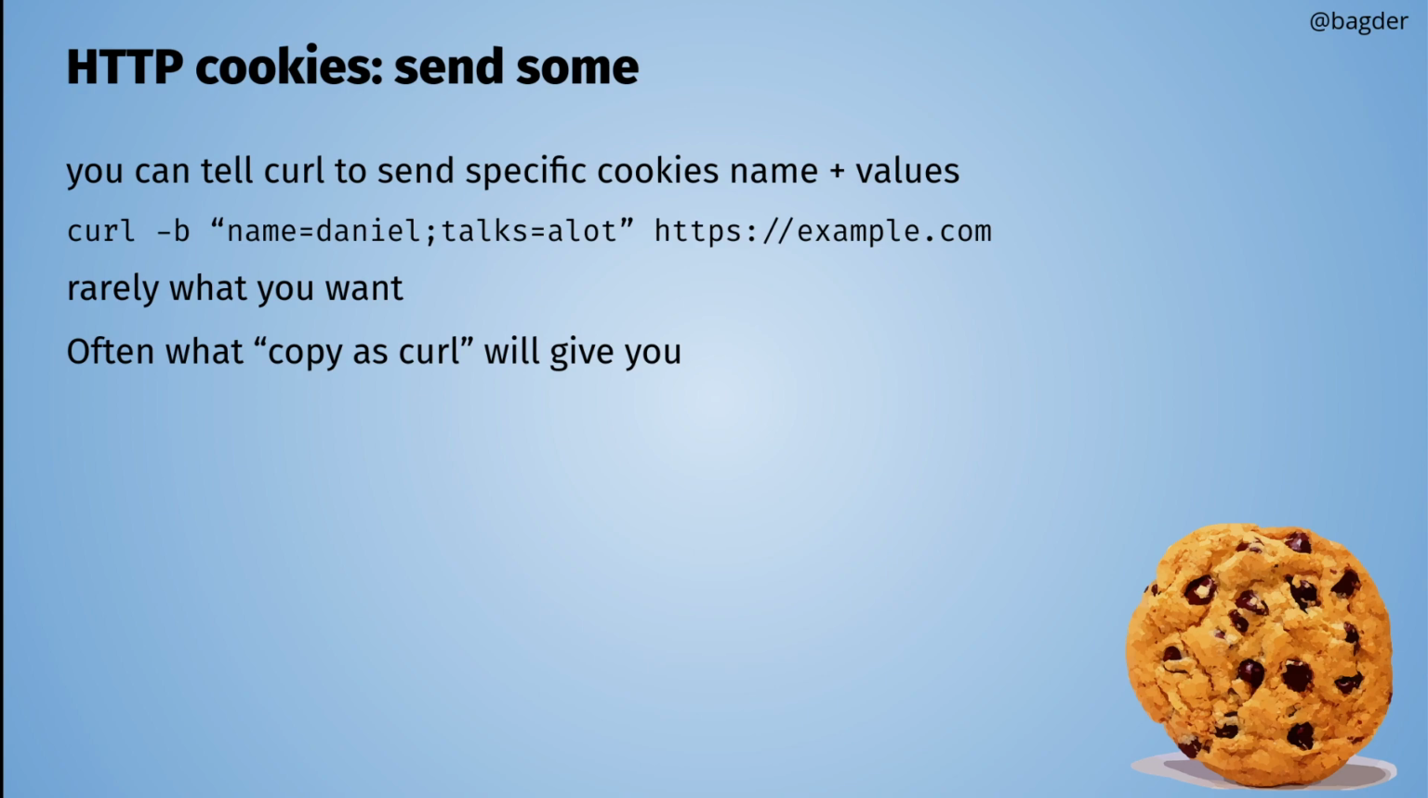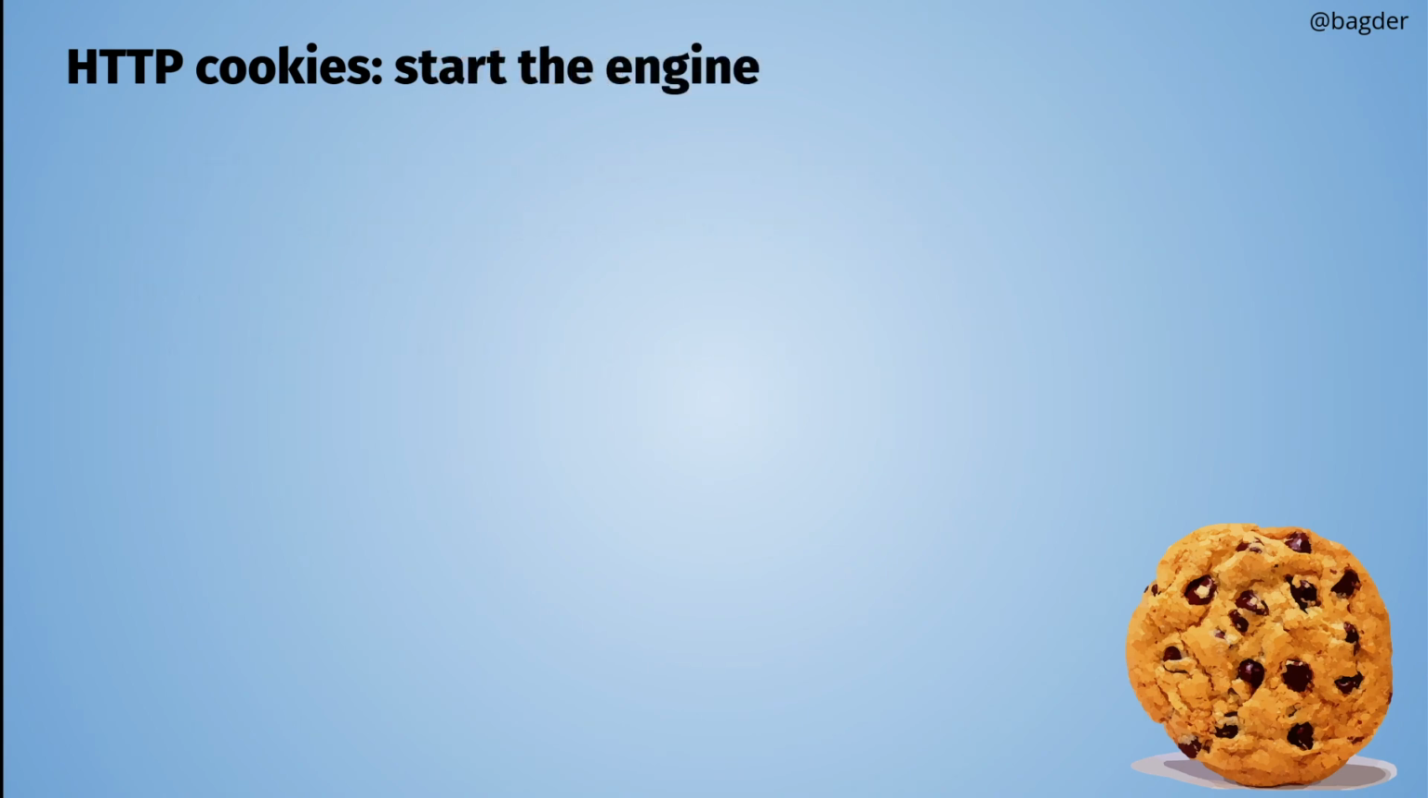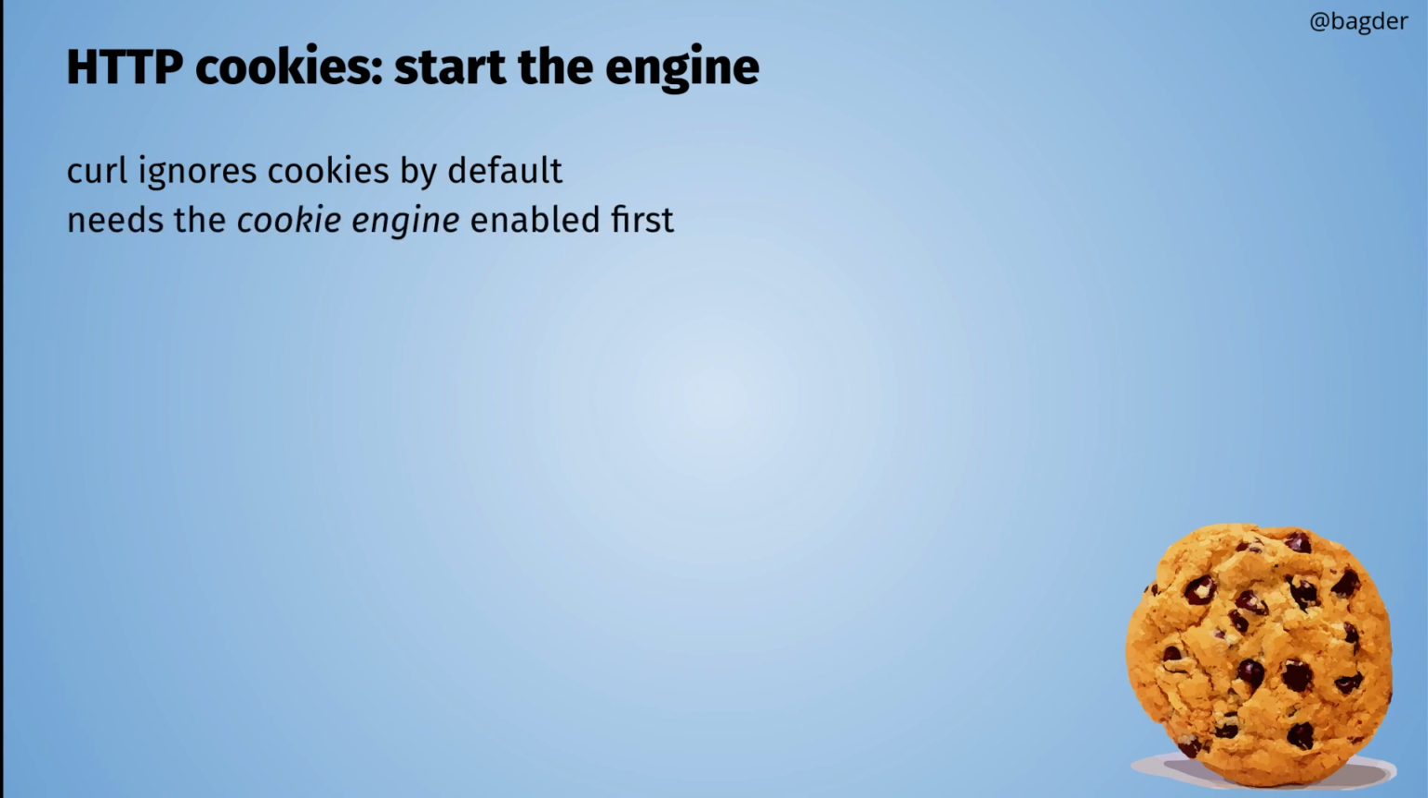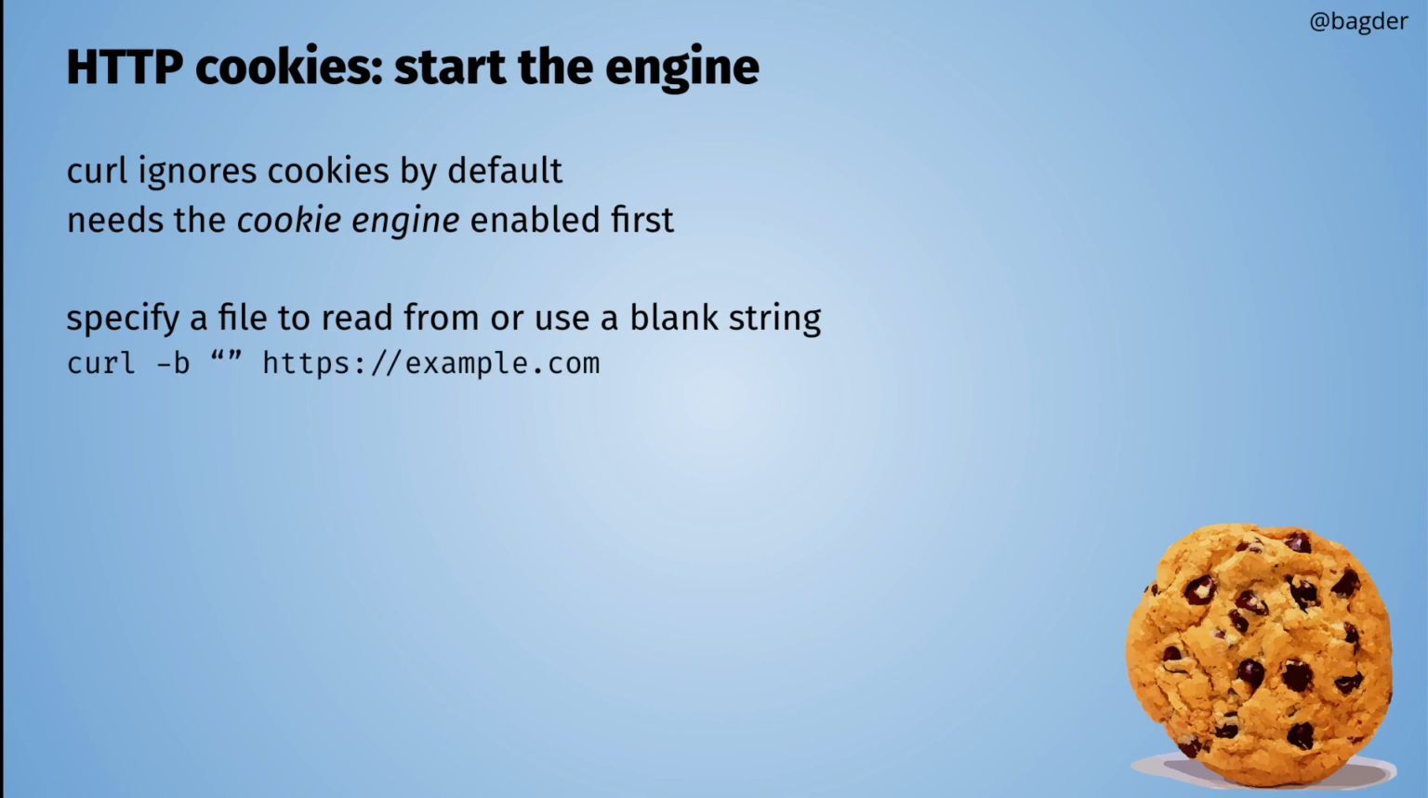It's rarely the way you want it, because you actually rather want to send the cookie contents that you got in a previous request. Not exactly this every time, but the last one, because it's going to be dynamically updated, right? So usually you want to do it like this. First, of course, curl ignores cookies by default, so you want to enable cookies. We call it the cookie engine. You enable it by, for example, specifying a file to read from or using a blank string, and you can use -b again here. By doing this, you enable the cookie engine.